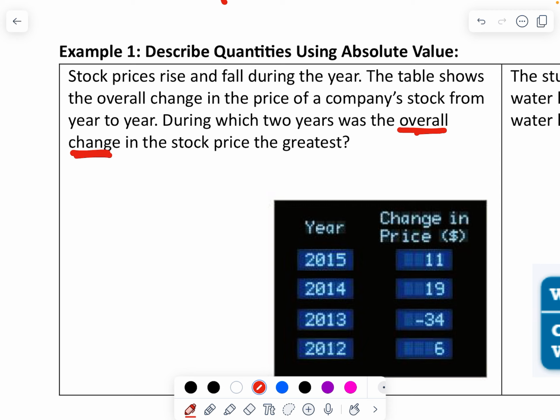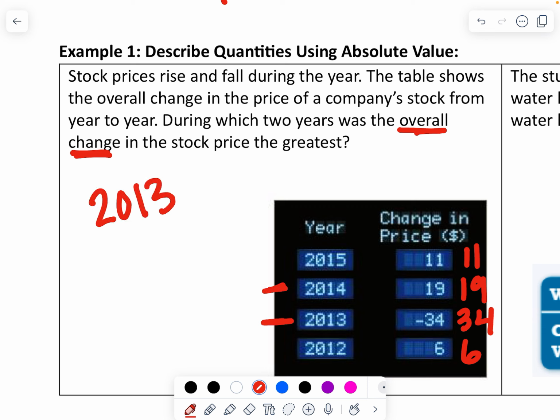So we want to find the absolute value of all 4 of these. So the change in 2015, the change in price was 11. And so the absolute value of 11 is +11. The absolute value of 19 is +19. The absolute value of -34 is +34. And the absolute value of 6 is 6. So it says, which 2 years was the overall change in the stock price the greatest? Well, that would be 2013 and 2014. So those are the 2 years we're going to write down, 2013 and 2014.